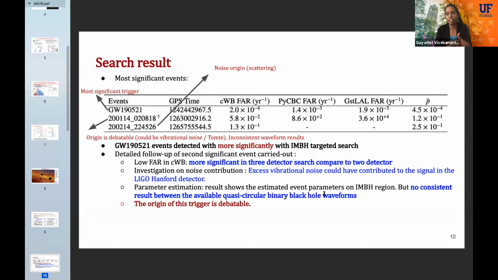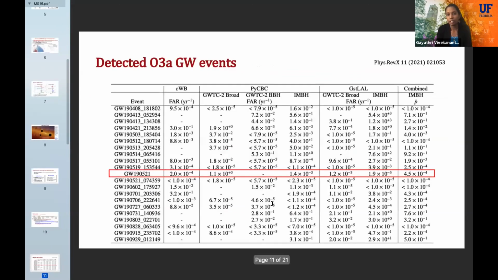I will show in the next slide what this plot looks like. And so in the end, we can't rule out the noise contribution. Also, using the current waveforms, we can't say from the IMBH system that it's a real system or something else. So the origin of this trigger is still debatable. And the results, I will show in the next slide.